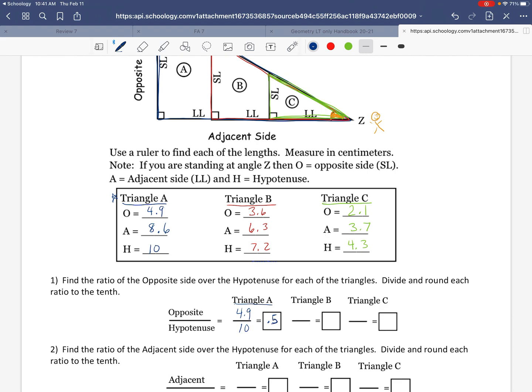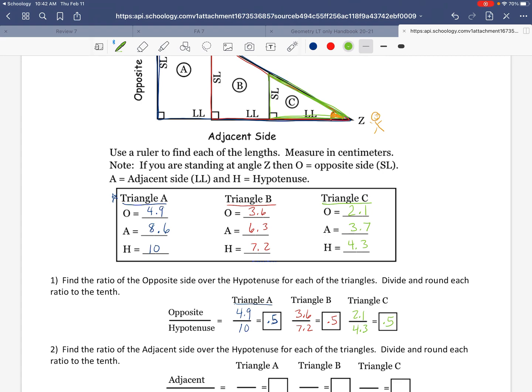Now I'm going to do the same for triangle B. The opposite side, what I'm looking at is right here, and the hypotenuse. So the opposite side is 3.6. The hypotenuse is 7.2. And then I'm going to divide that and round to the tenth. I get 0.5. Triangle C, I had 2.1 and I have 4.3 for the hypotenuse. Divide and round and I get 0.5.